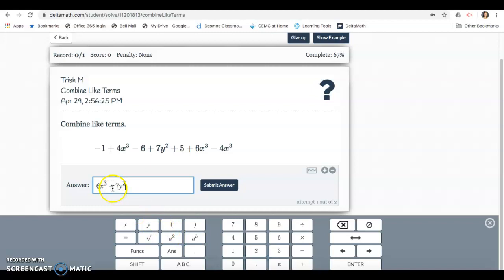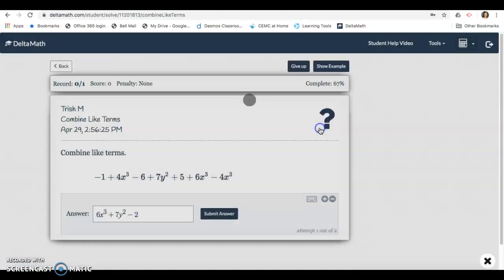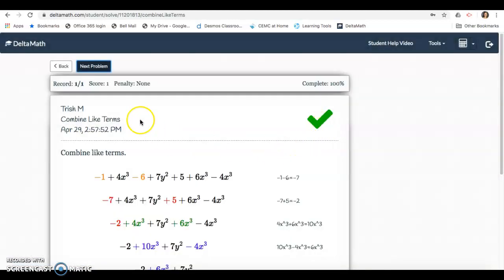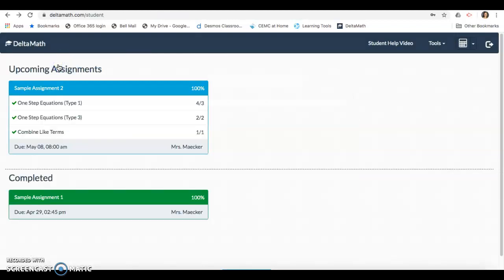And now let's collect the constant terms. So -1 minus 6 is -7, plus 5 is -2. Let me submit that answer, which is correct. My record is 1 out of 1, so I've completed this section. I'm going to press back, and I'm going to notice that all 3 of the sections are checked off, and my grade for the assignment is 100% because I've completed all the required questions.